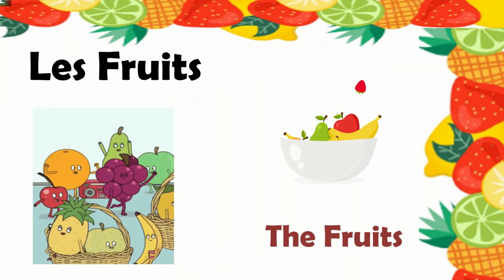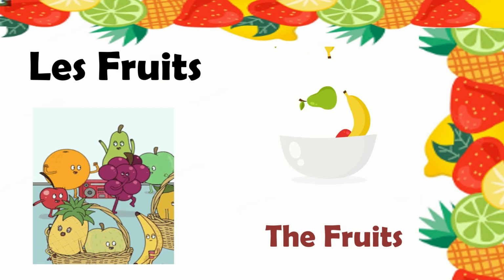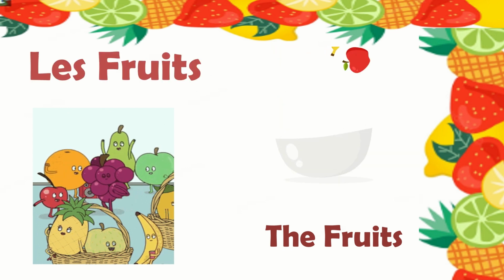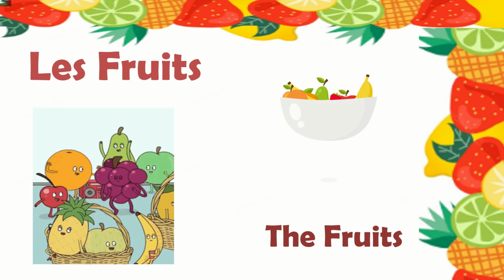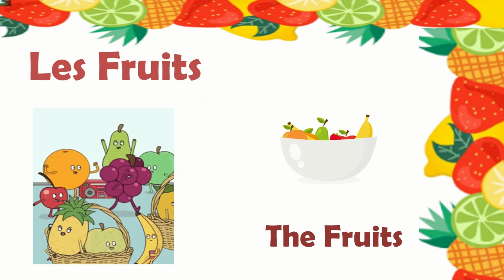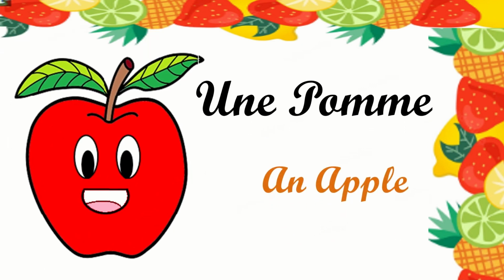A new video of basic French. So in today's video we are going to learn the fruits, which are les fruits. So let's get started, but before doing so let me tell you that I'll be pronouncing the French pronunciations two times. Now here we have the first fruit, that is an apple, and it is called une pomme.